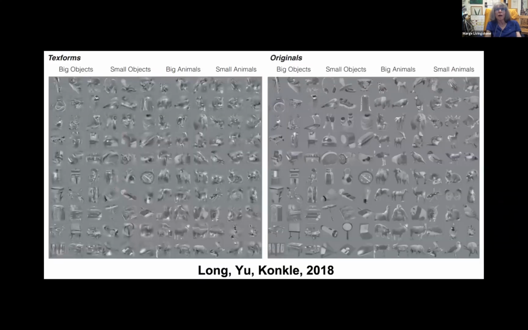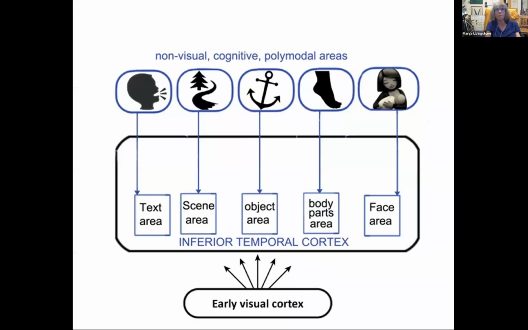So I want to simplify that diagram on the grounds that Bria Long in Talia Kunkel's lab found that both the big-small gradient and the animate-inanimate gradient in sighted subjects could be accounted for by low-level shape selectivity, because you saw the same thing when you use these scrambled up images whose identity is unclear but still retains the low-level shape selectivity. So let's simplify it to needing to explain just text, scenes, objects, body parts, and faces now.